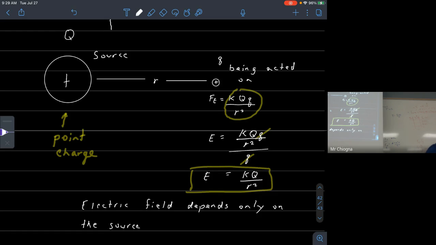What's it being acted on by? The source. The source is creating the force and the field. The electric field depends only on the source charge, big Q. It doesn't depend on small q. Small q cancels out of the equation.